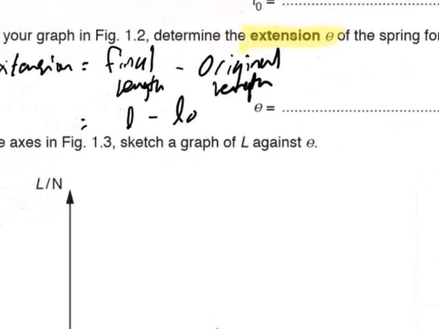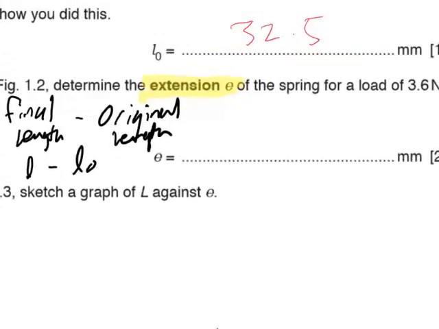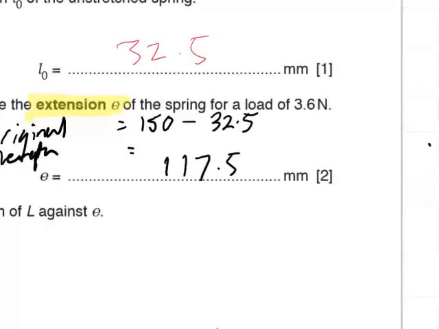So the length here is, I will continue the working here. It is 150 minus 32.5. Okay, because we minus the original length, so that will be 150 minus 32.5. It will be 117.5. You will notice that the marks is kind of a bit big, 2 marks.